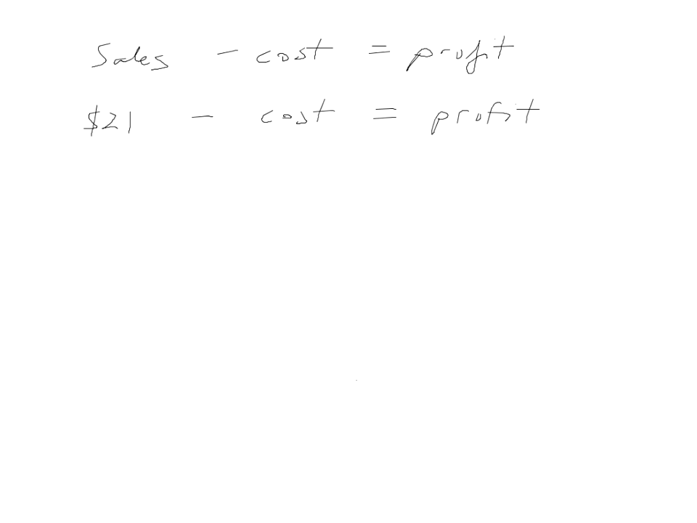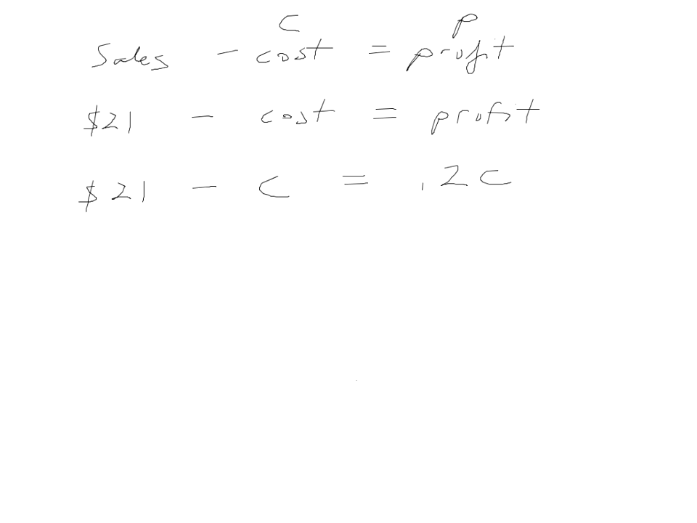So let's abbreviate cost as C and profit as P. When we rewrite our equation, we're going to say $21 minus cost equals profit, and instead of putting profit here, we're going to put 0.2C, right? Because profit equals 20% of cost. So we can either write P or we can write 0.2C, the same thing.